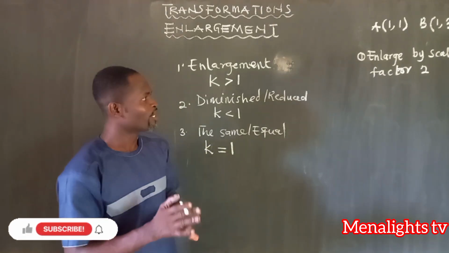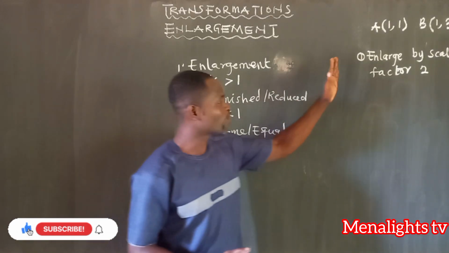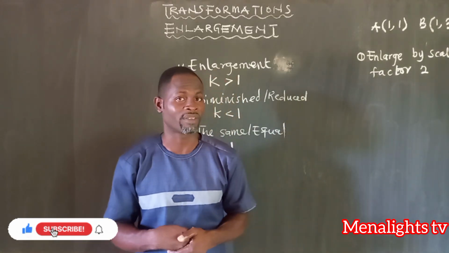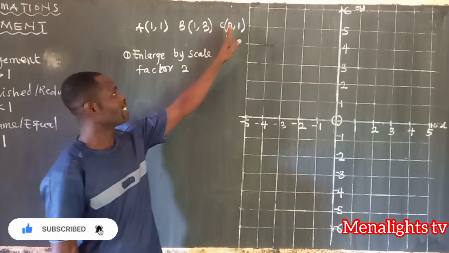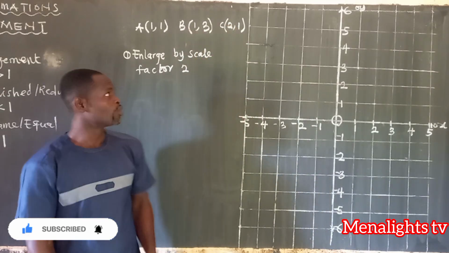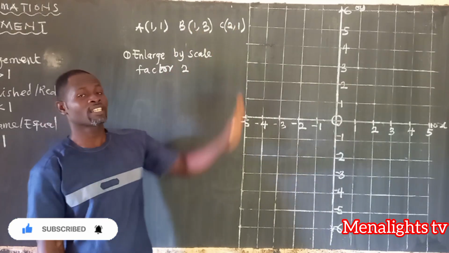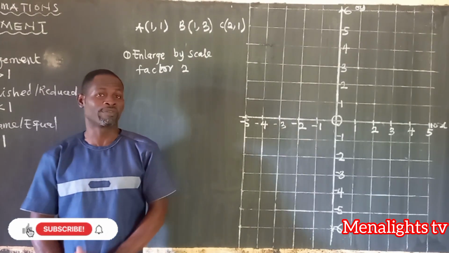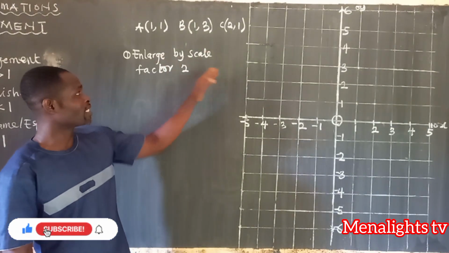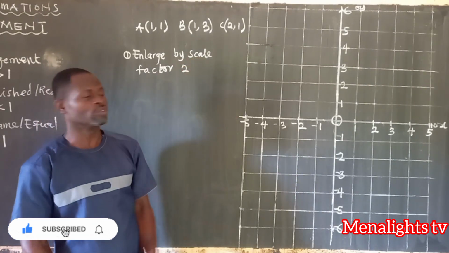So we are going to look at this question and see how best we can go about it. A is (1, 1), B is (1, 3), and C is (2, 1). We are going to first of all plot the points and look at the object that will be formed. Then after that, we are going to enlarge it by the scale factor 2.